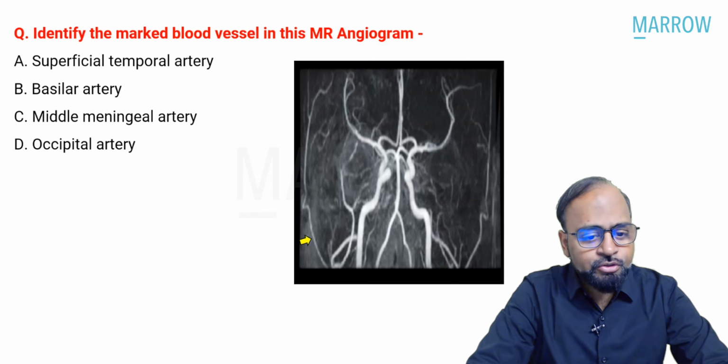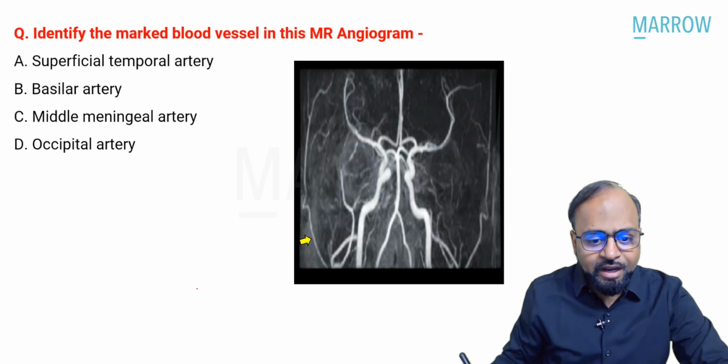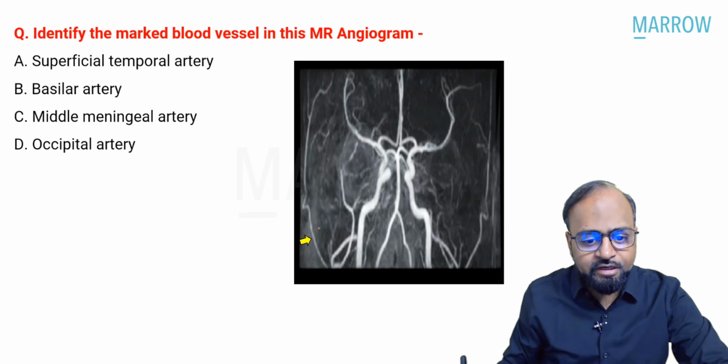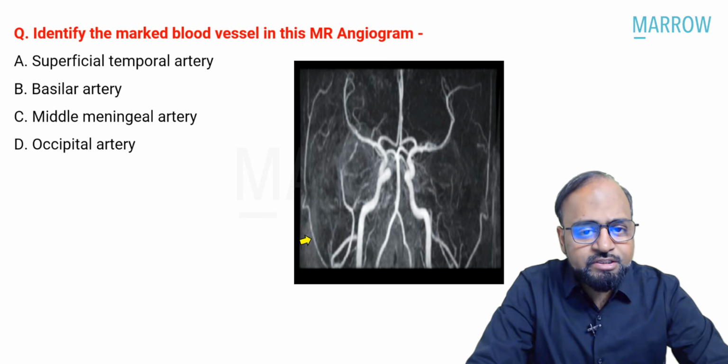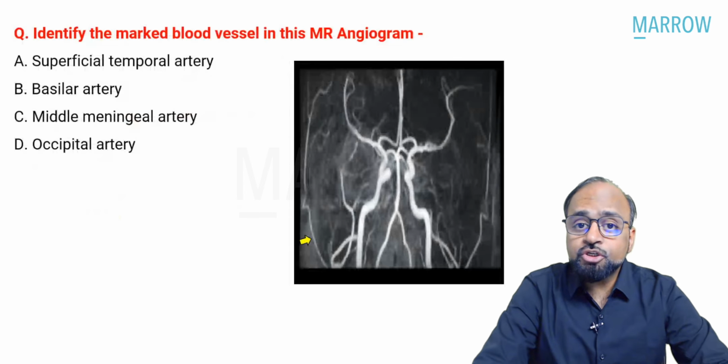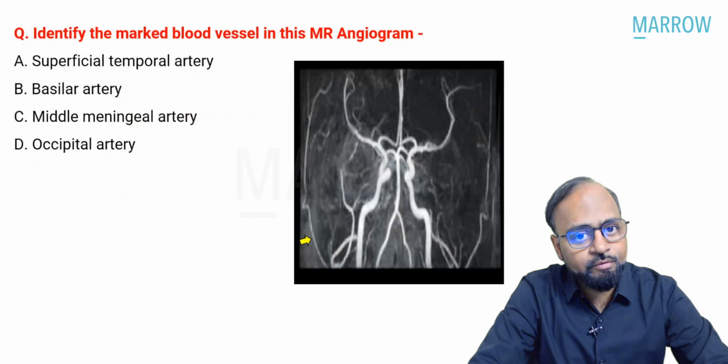Look at the first question. They put an arrow mark here and have asked you to identify what this particular blood vessel is in this MR angiogram. So what's this? This is an MR angiogram. What is it showing? It is showing us the intracranial vessels.